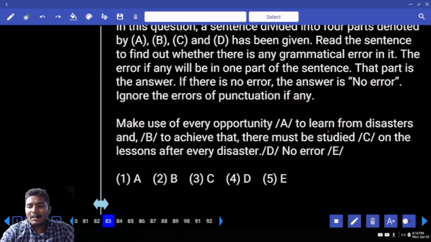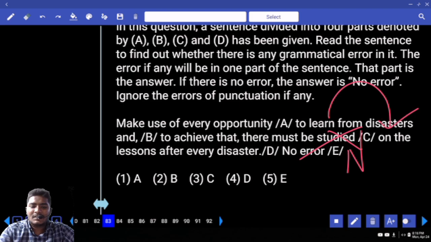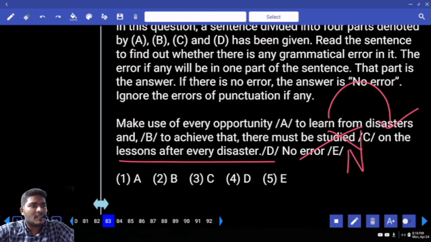Now what do we need? "There must be studied" is wrong. There must be study or studies. Here we need a noun combination. There must be studies on the lessons after every disaster. Change studied into study or studies. Both are fine.